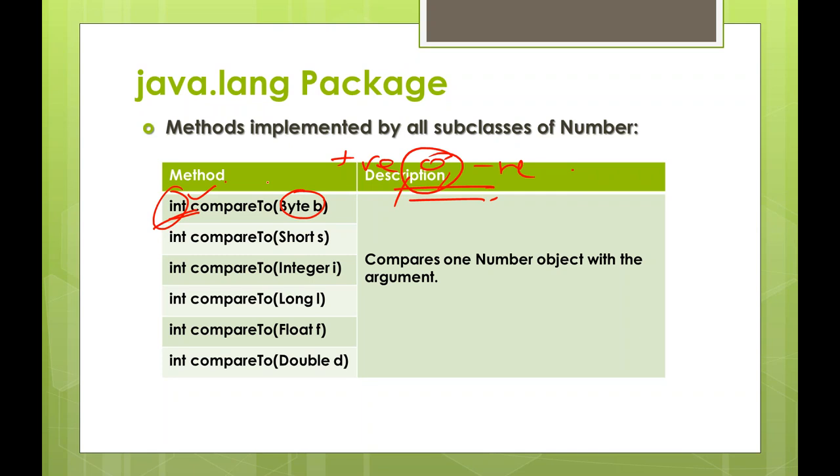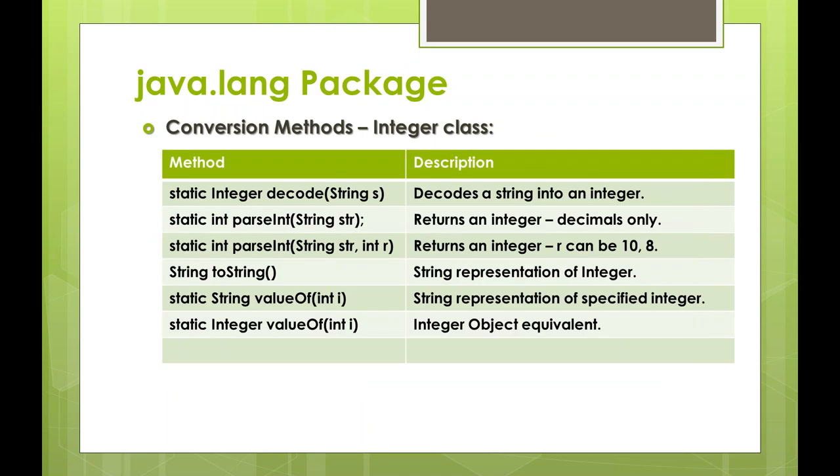So there are a couple of simple examples. Other things you can refer to the APIs and try those methods, okay? In your simple programs. So let us start with the integer class. We have a few methods in the integer class.